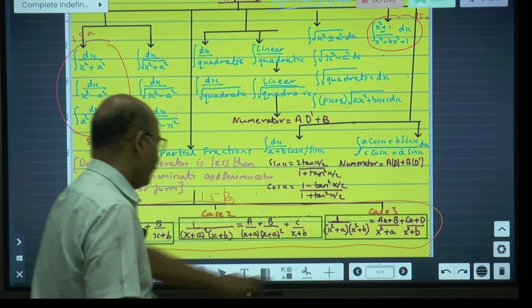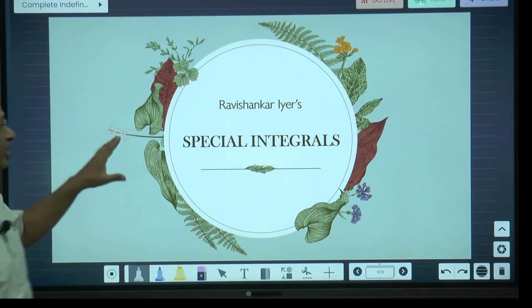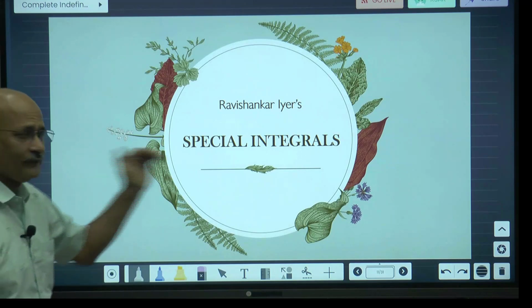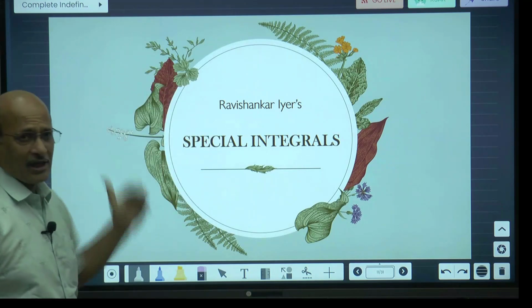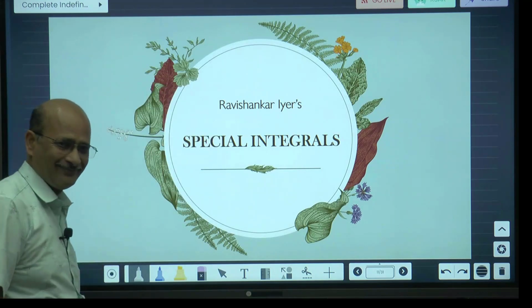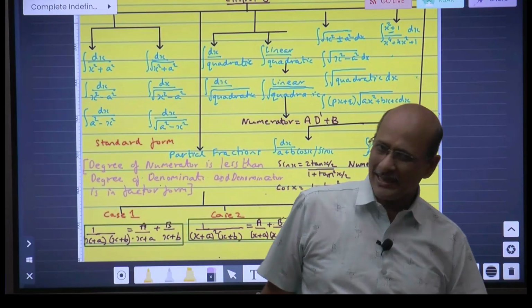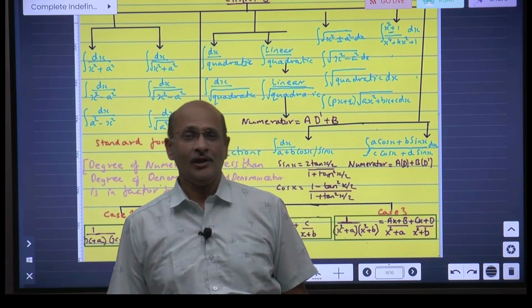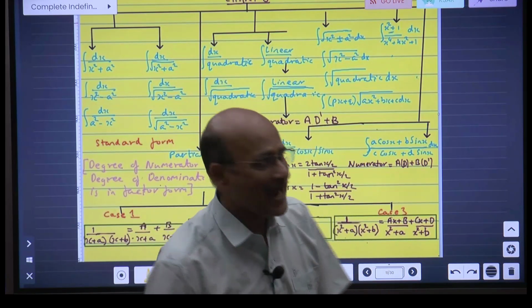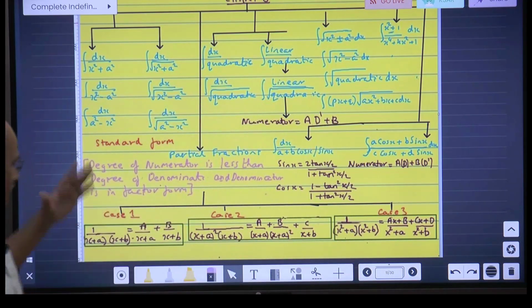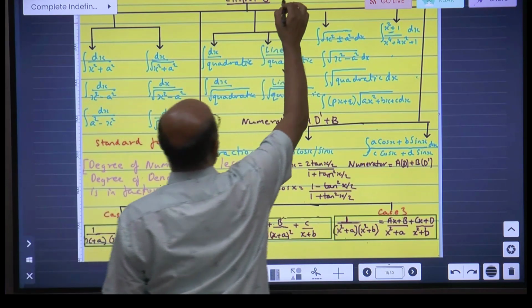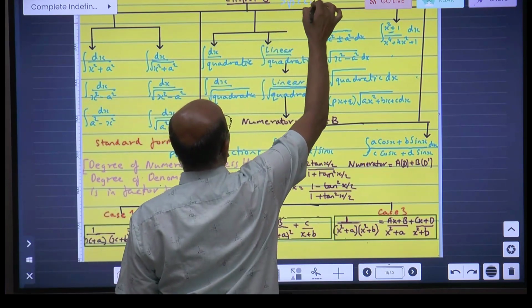Let us start with these special integrals here, and as we go on, we'll see one by one all the different categories of sums in chart B. Let us begin. Once again, to take the journey further on integration, remember, the last leg of integration, not to be forgotten, is nothing but special integrals.